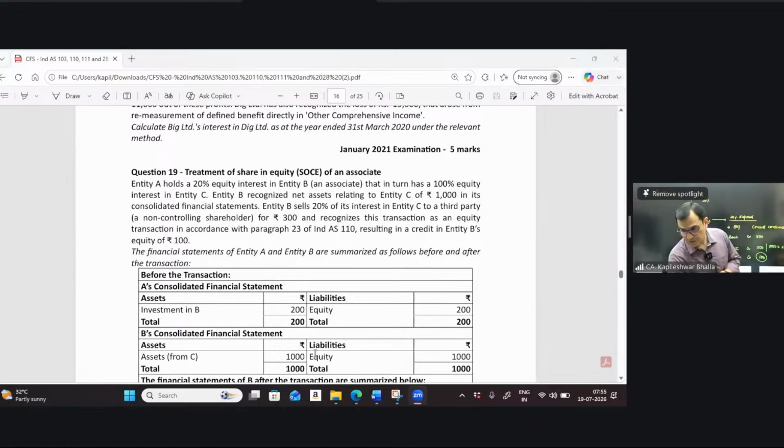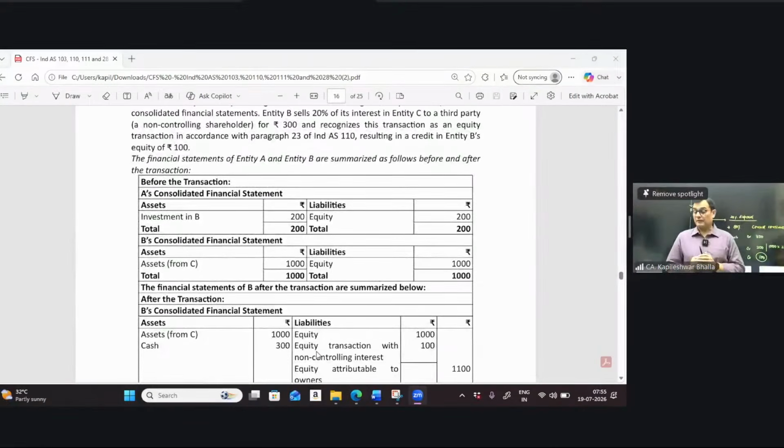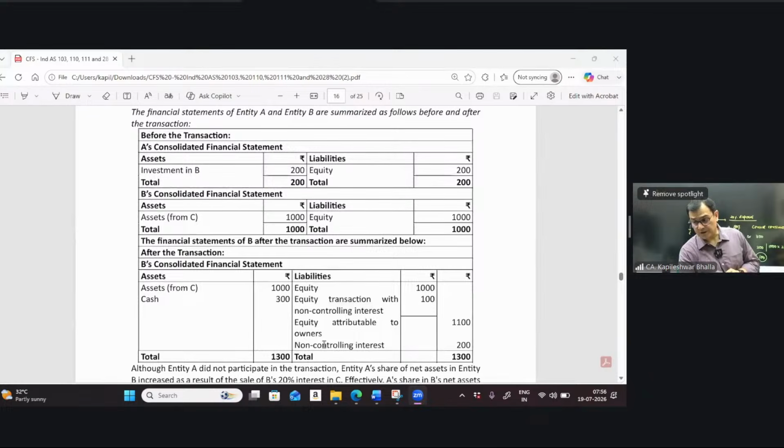Now, he's also given you some financial statements extracts, rather complete. The financial statements of A and B is given before and after the transaction. If you look at the consolidated financial statements of A, there is an equity of 200 and there is an investment in B, that's 200. If you look at the consolidated balance sheet of B, there is an equity of 1,000 and the assets of C, there is 1,000. Now, if you look at the consolidated financials of B after the transaction, you can see the changes are incorporating the entry which we have done.